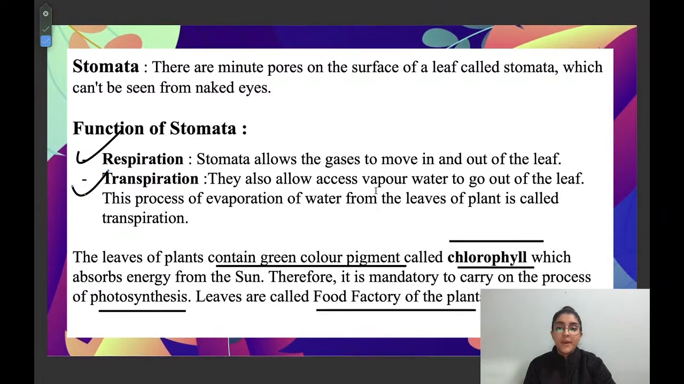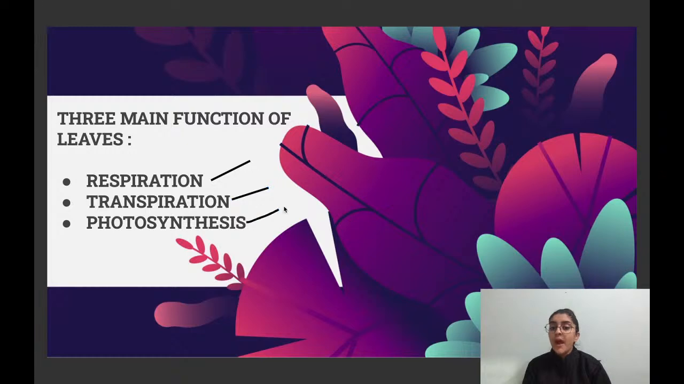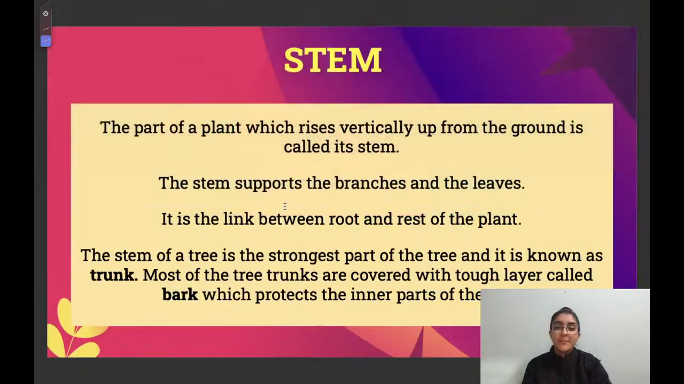Okay, let's move ahead. So the three main functions of leaves are respiration, transpiration, and photosynthesis.